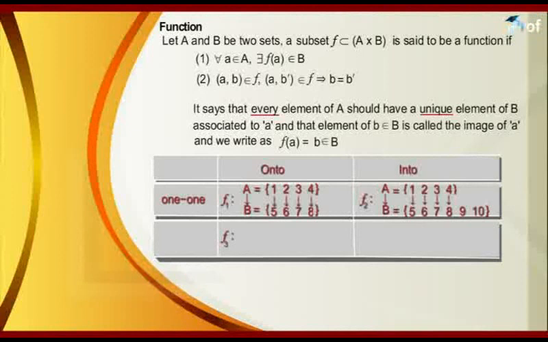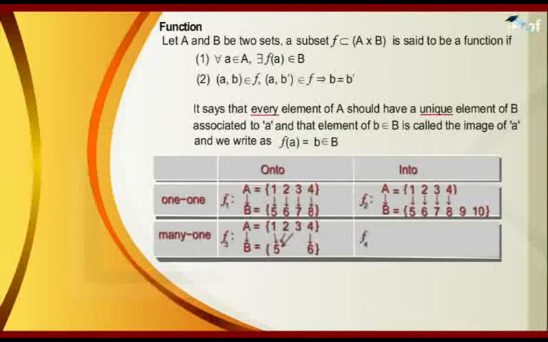Another map from A to B, where A contains 1, 2, 3, 4: 1 is mapped on 5, 2 is mapped on 5, 3 is also mapped on 5, and 4 is mapped on 6. It is called a many one function but is also onto because every element of B has a pre-image.